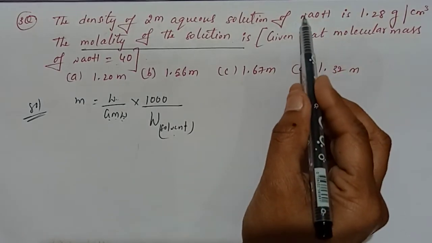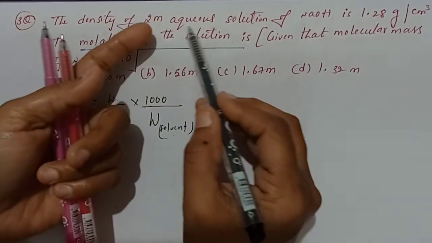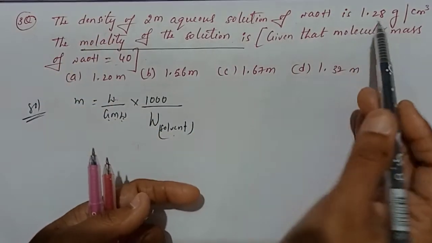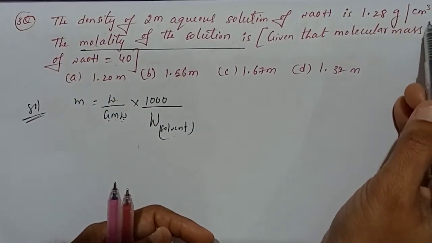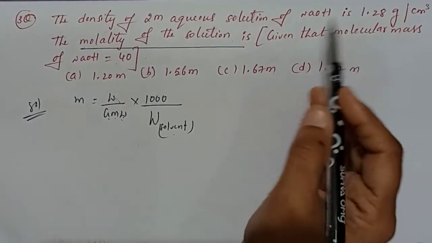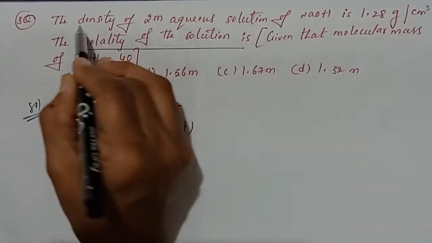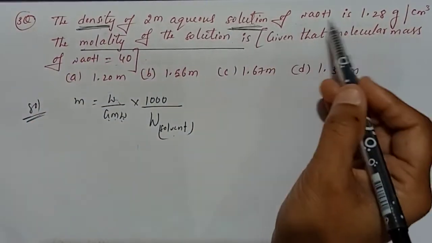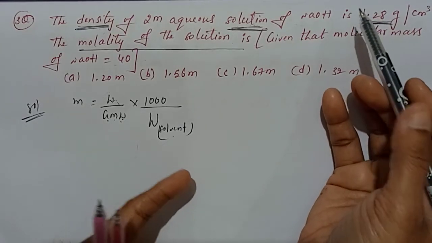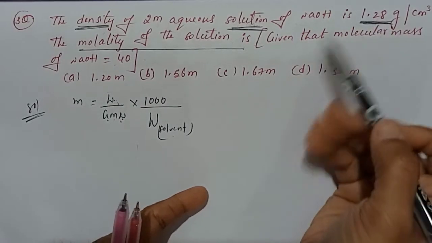Weight of the solute means solute is which one, students? NaOH. Okay, NaOH. See here, the density of aqueous solution of NaOH is how much given? 1.28 grams per centimeter cube given. So because we want here weight of the solute, first I am going to calculate the mass of the solution, because density of the solution is given. From this value I am going to calculate the weight of the solution. Are you following? If I calculate the weight of the solution, then I can find the solute mass and solvent mass also.